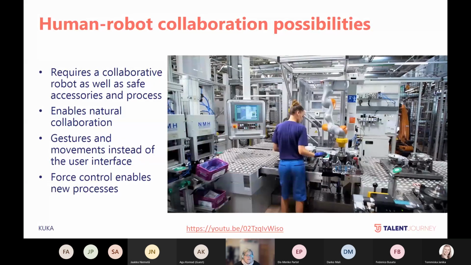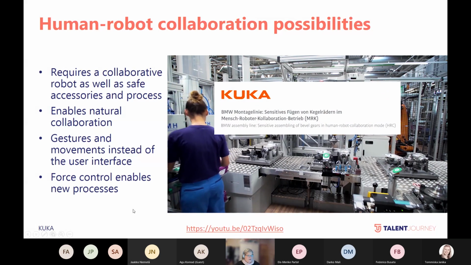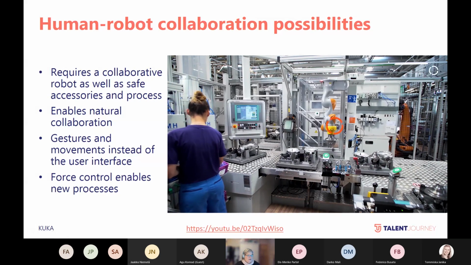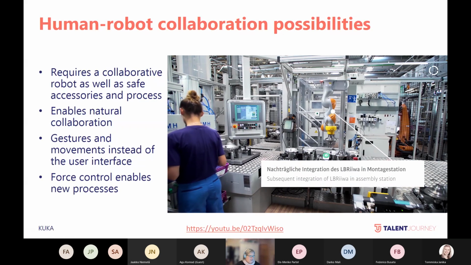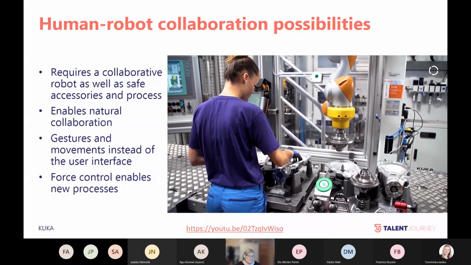Let's look at another example where human and collaborative robot work in close collaboration on BMW's assembly line. And after this, we will have a break, because now I noticed that it's almost 5 to 4 in Finland. But let's look at this. Now we have the explanations also, all in English and in German, if some of you are German speaking, so you can also read them.